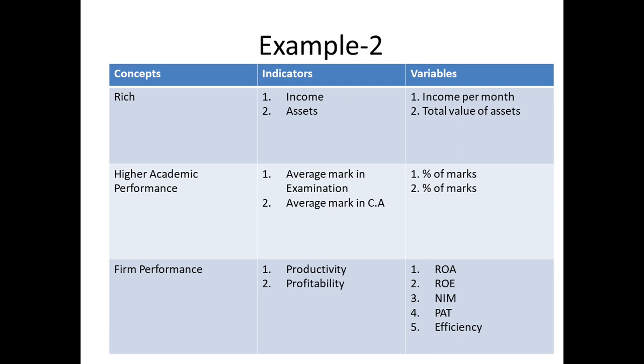And that is why you need to now take a step further from concept to be able to determine the indicators for that concept. So for instance, indicators for rich can be income or asset, right? And then the variable to measure the concept is income per month. For instance, if somebody is in Lagos and is receiving 100,000, it might be a poor person. It might not be a rich person.